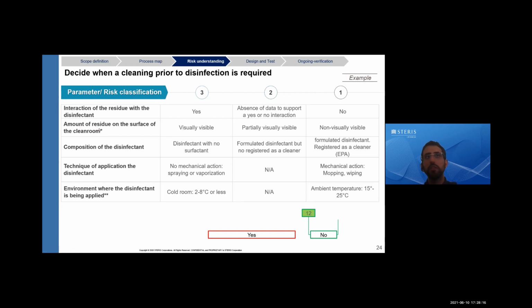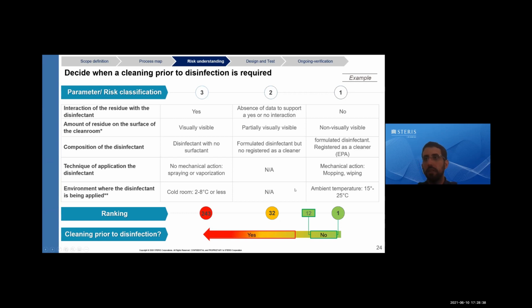Is the amount of residue on the surface visually visible? Yes is a 3, no is a 1, etc. And we go through it. The goal is to help you rank it. So if you multiply 1 by 1 by 1, it's a 1. If you multiply the 2s, it's 32. And if you multiply the 3s, it's 244.